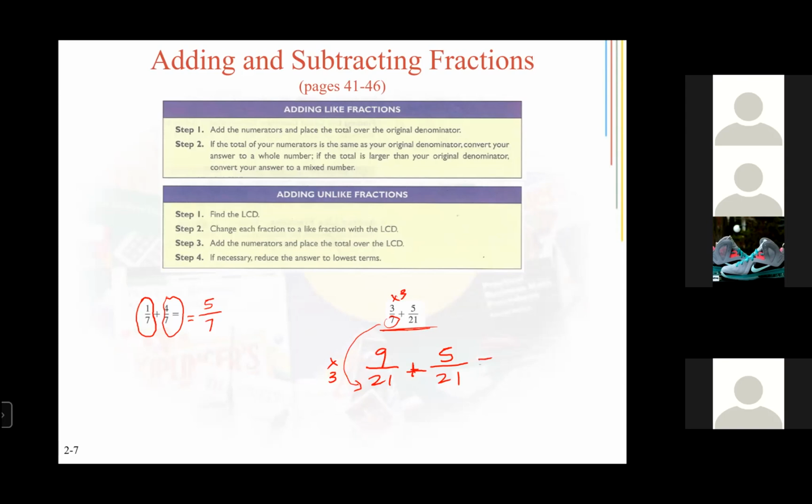So your answer should be 14 over 21. When you look at this, is it in its lowest terms? I guess we could use 7 again. 7 into 14 is 2. 7 into 21 is 3. So in lowest terms, it would be 2 over 3.